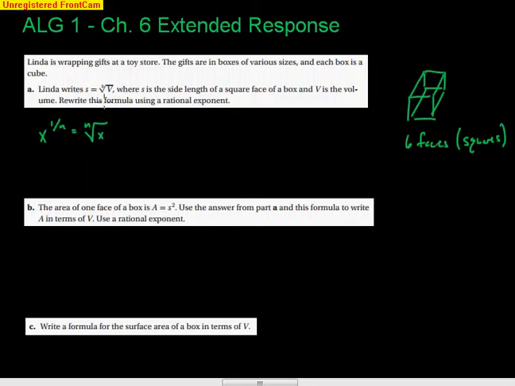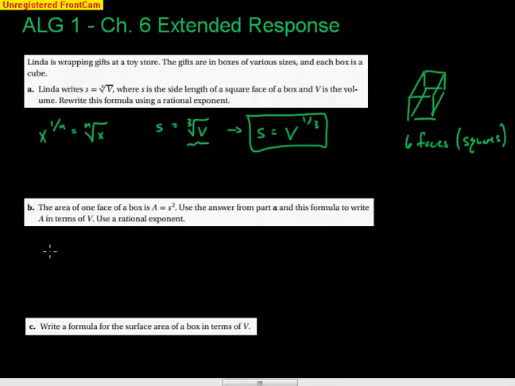So how can we apply this to our problem? Well, we have s equals the third root of v. So we can apply it to this side by writing this as v to the 1/3 power. S equals v to the 1/3. Okay.